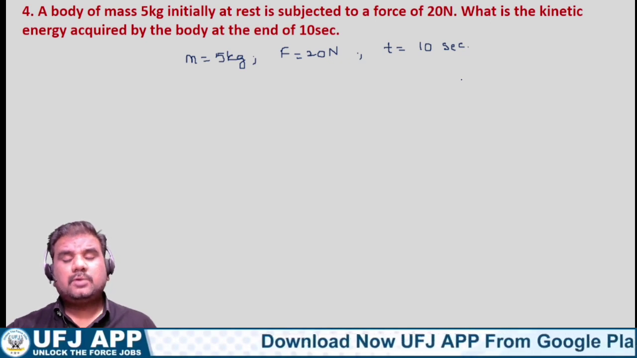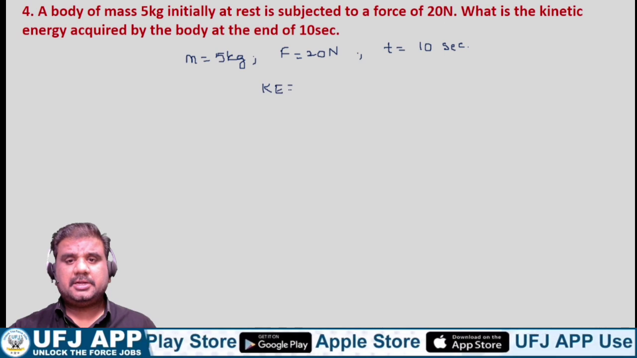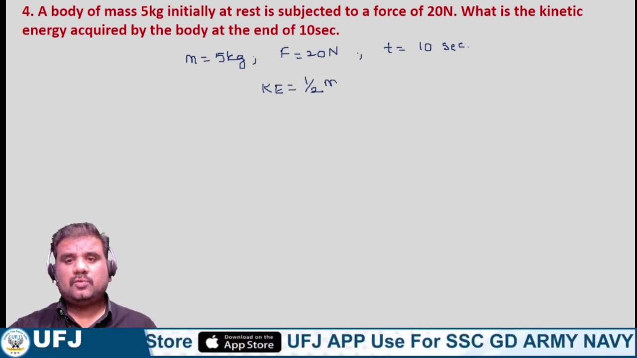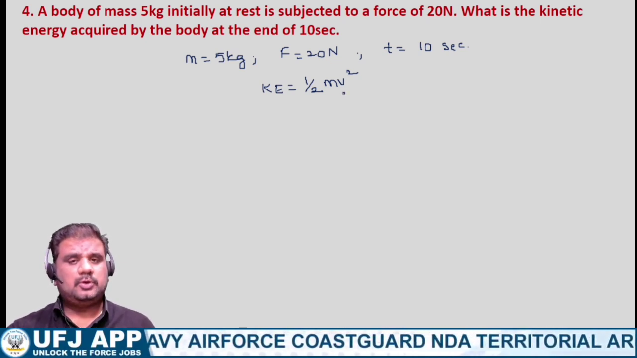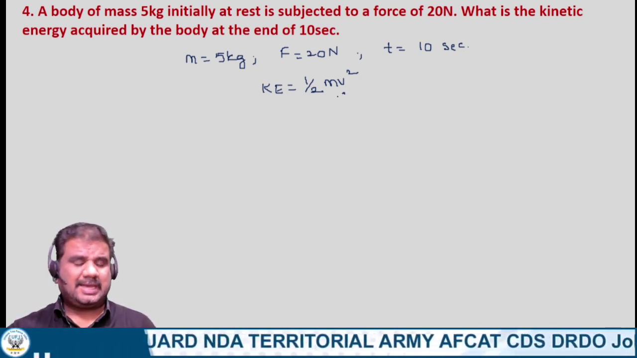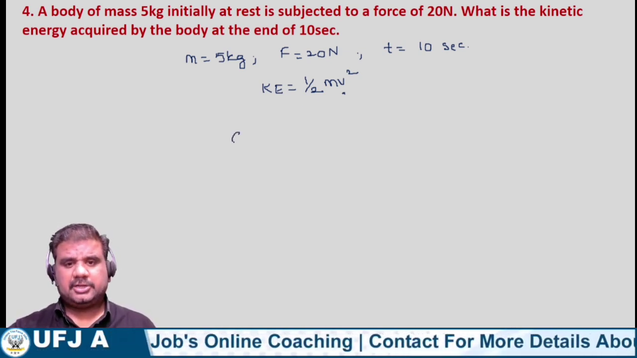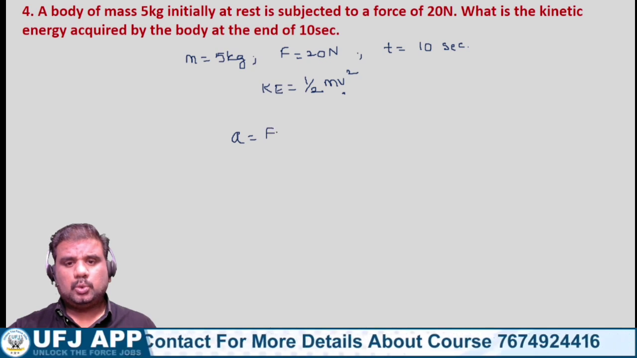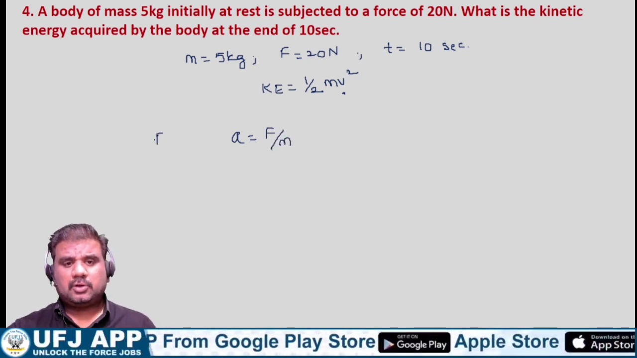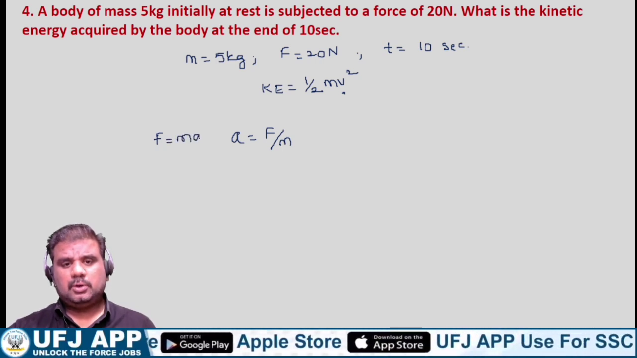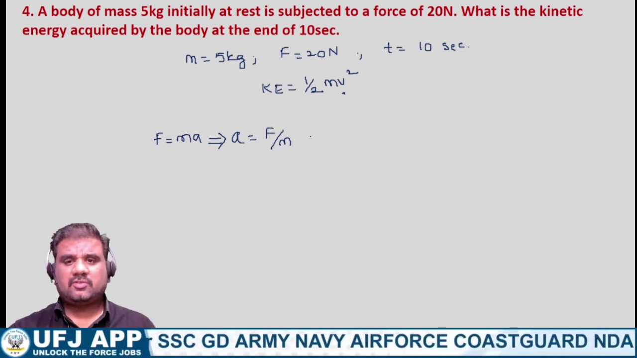So what we need to calculate here in this particular case is kinetic energy. So kinetic energy, the formula is half mv square. Do we know velocity? We don't know velocity, so velocity needs to be calculated. Right? For that, first find the value of acceleration. So A equal to F by M, we say. Acceleration equal to F by M. Why? Because we have a formula F equal to ma. So F equal to ma, therefore A equal to F by M.